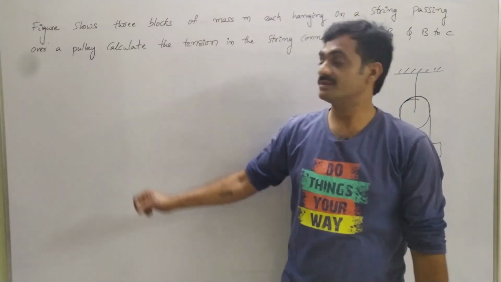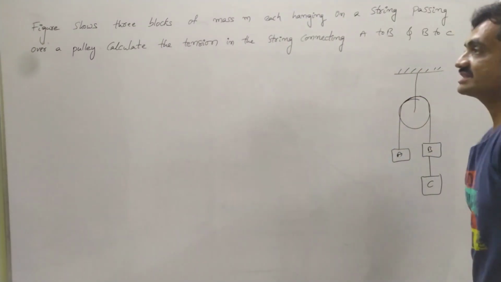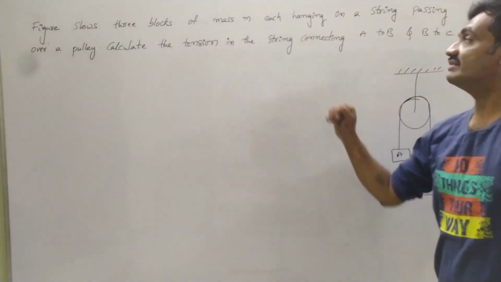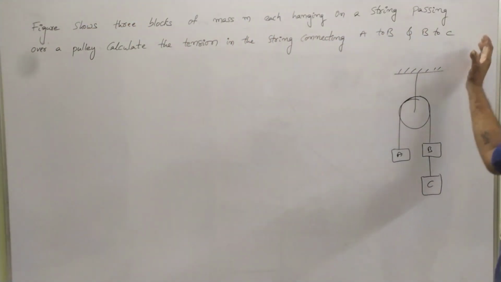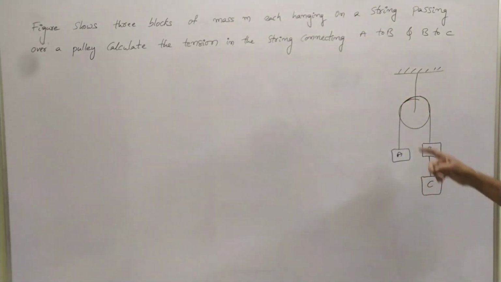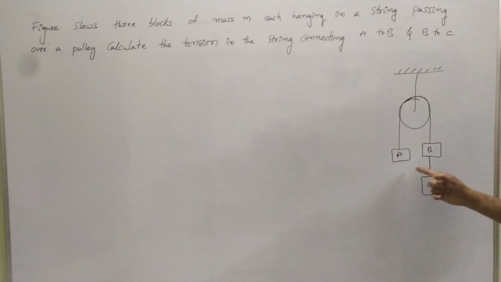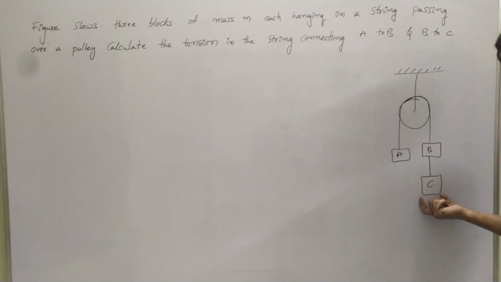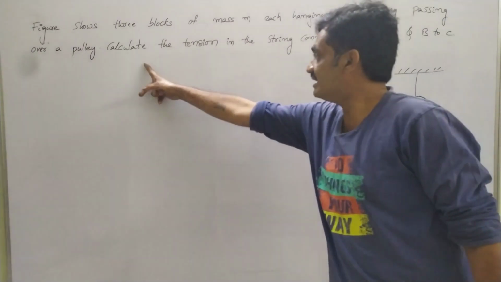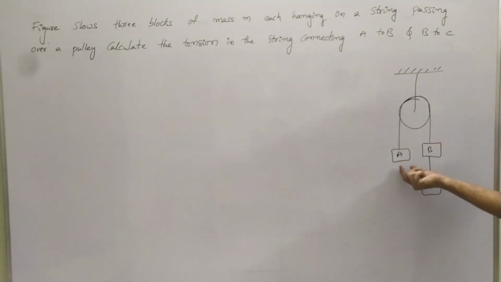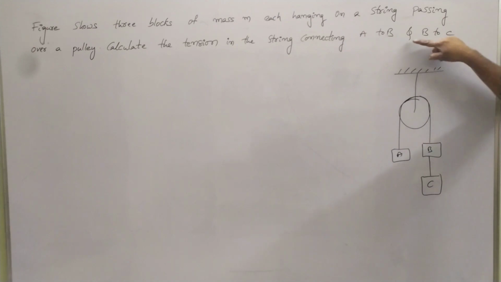Now we are going to solve another problem based on this pulley block system. Observe this, the figure shows 3 blocks of mass m each hanging on a string passing over a pulley. So here we have considered a pulley which is frictionless, and 3 masses are hanging: the mass of the first block is m, the second block is m, and the third block is m. Calculate the tension in the string connecting A to B. So in between A and B we have to find the tension, as well as in between B and C we have to find the tension.